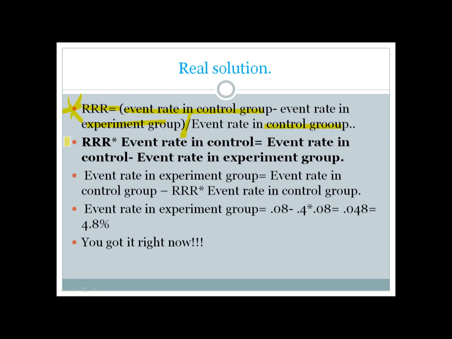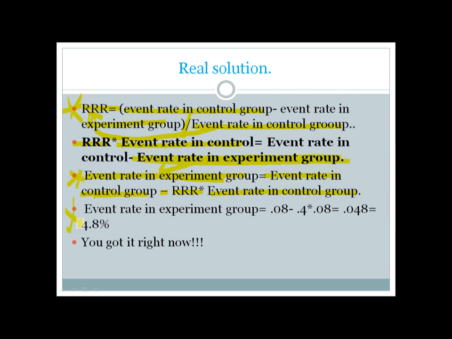So we can actually recreate this equation. Let us take event rate in control group to this side. So RRR multiplied by event rate in control is equal to event rate in control minus event rate in experimental group. Now we can rewrite this equation. We can take event rate in experiment group and bring it to the left side. So event rate in experiment group will be event rate in control group minus RRR multiplied by event rate in control group.